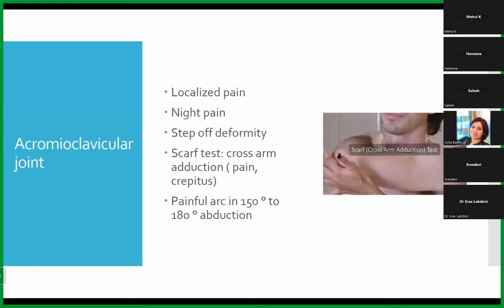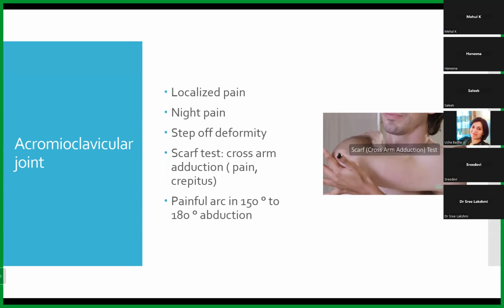Similarly, in any acromioclavicular joint pathology, not trauma or anything, the patient will either have localized pain or night pain, because if the patient is lying down on that affected side, he can have night pain. What we should do is palpate the joint, starting from the clavicle. If you are able to feel the continuity, then it is okay. But if there is any step deformity, that is suggestive of acromioclavicular joint pathology.